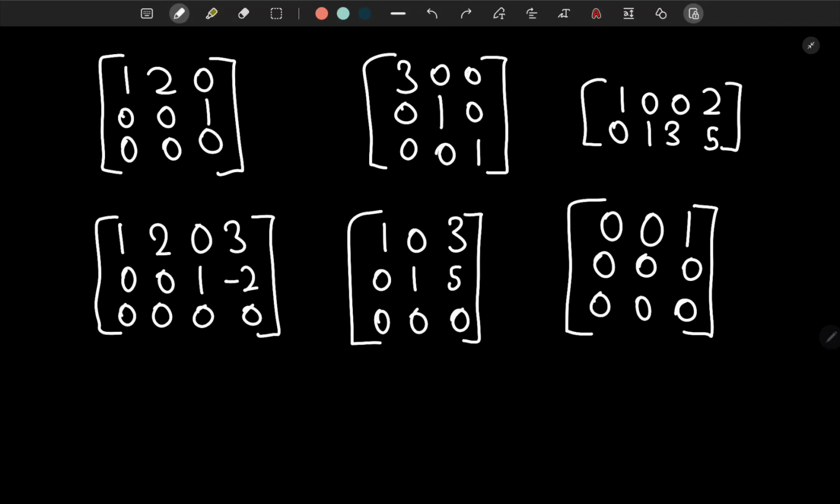Now RREF is the same except that it states that each pivot has to be one. It has to be exactly one. It cannot be any digit like 3 or 2 or negative 2, which is allowed in REF, but here in RREF it has to be 1 and you cannot have any digits below it. By any digit I mean non-zero digits, anything except 0. So you cannot have any digit below it and above it basically.